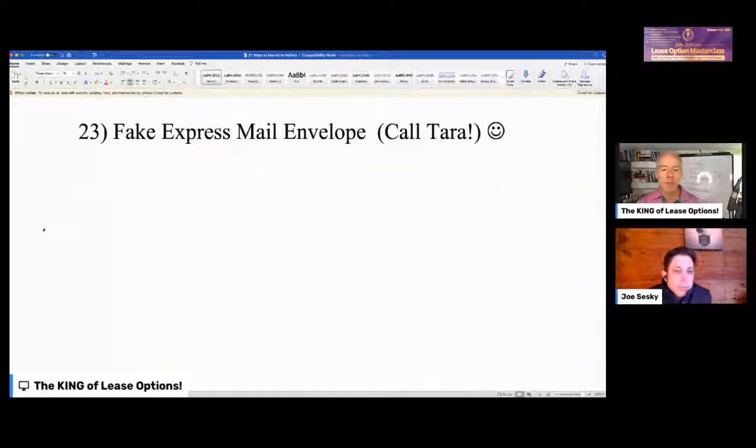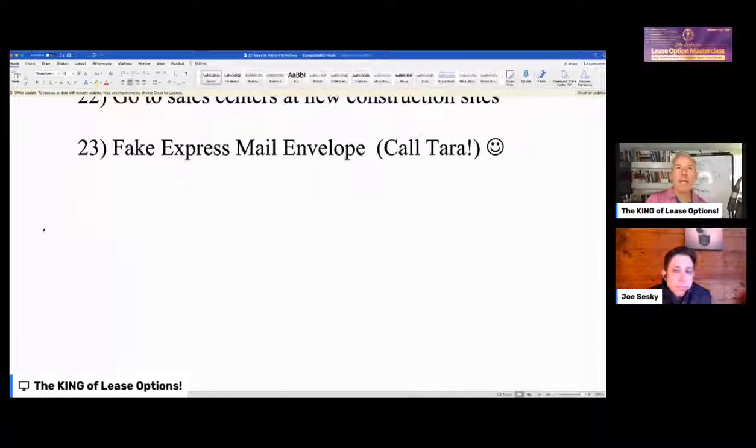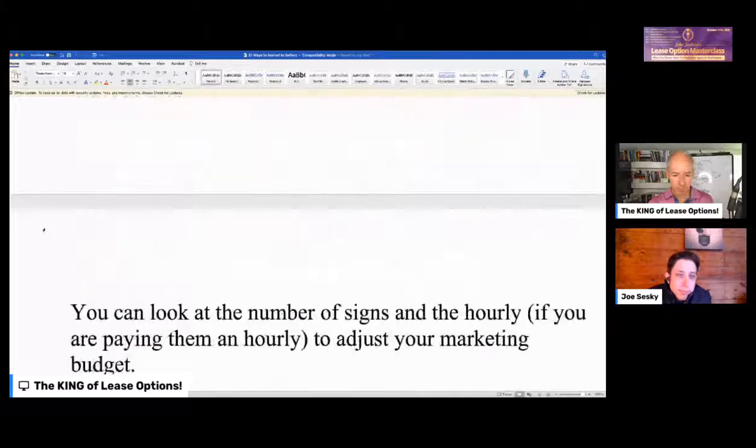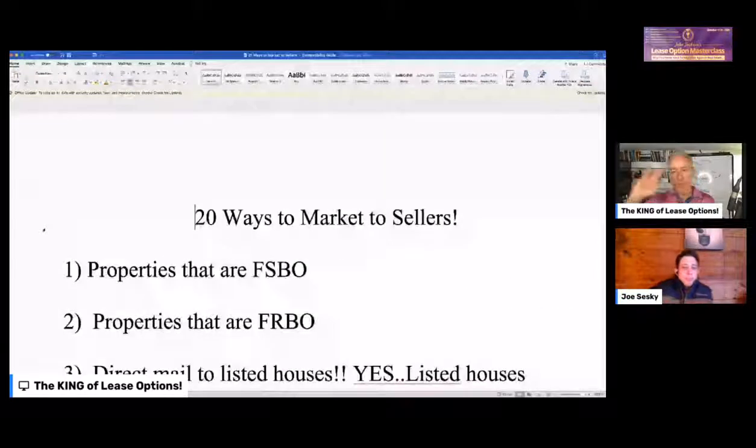The fake express mail envelope is from 3D Mail, the letter 3D as in Delta, 3dmailresults.com. You can get a fake express mail envelope and send that to a homeowner, and your open rate is going to go through the roof because it looks like an express mail envelope. But again, there's a bunch of ways on here to market to sellers. This will go into the Google Drive for the VIP people.